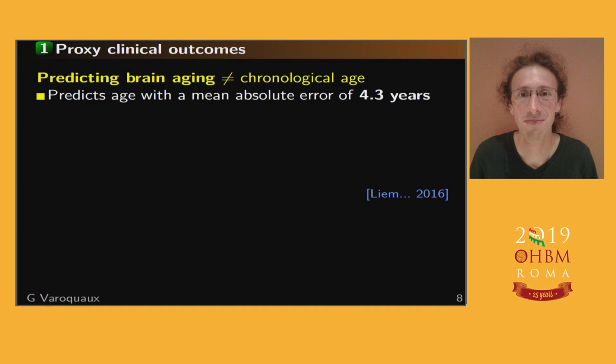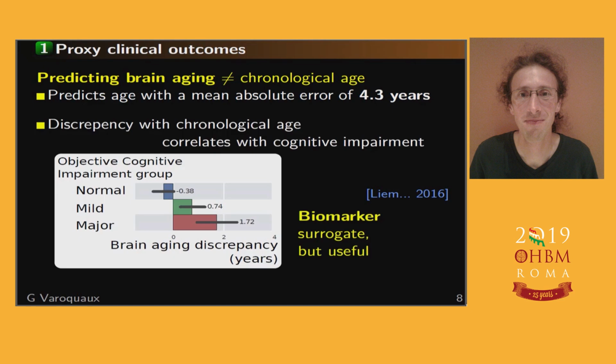Now, the interesting thing is that the discrepancy in the prediction for our predicted brain age with the chronological age correlates with cognitive impairment. So why do I think this is interesting? I think this is a good example of a proxy clinical outcome. We don't really have the clinical outcome that we're interested in. However, a good predictive model based on what we have is a surrogate but useful biomarker. So I believe in surrogate biomarkers.